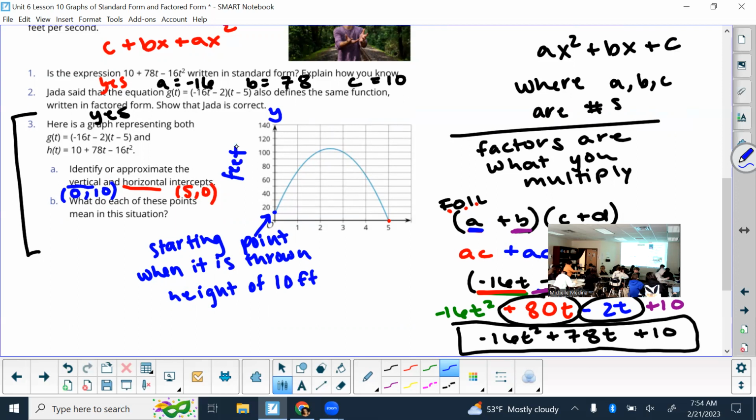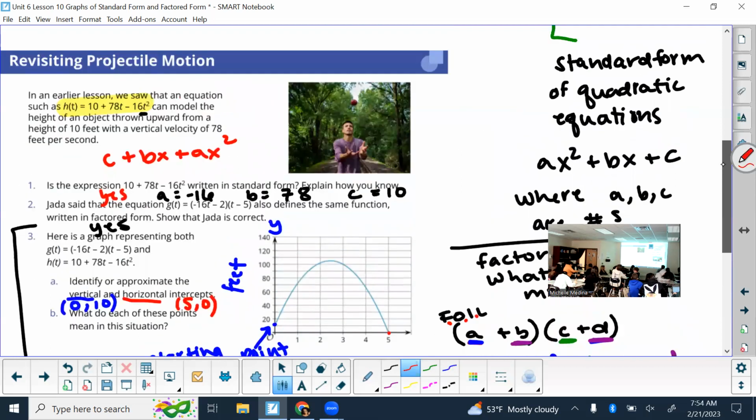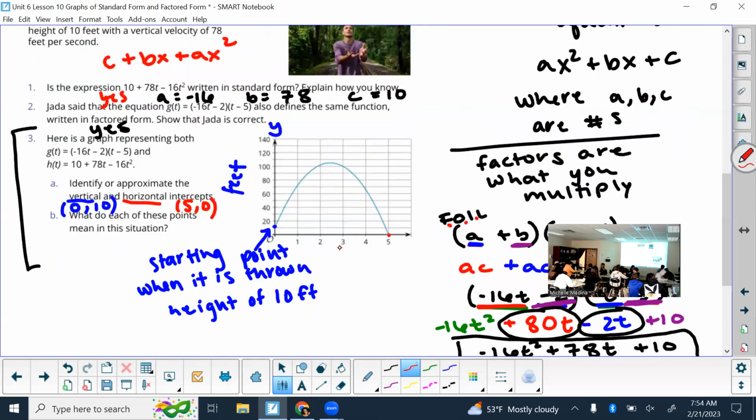What would I label my x-axis, class? Time. And do you know what the time frame is? Probably seconds. I don't think it would be up in the air for minutes, so that's a good assumption, even though it doesn't say it.